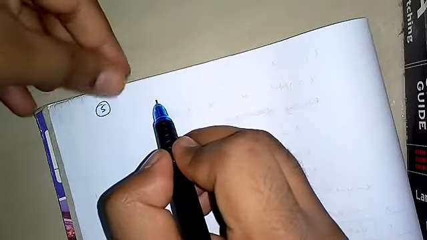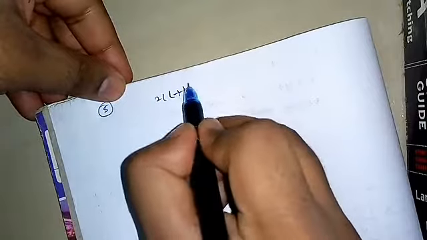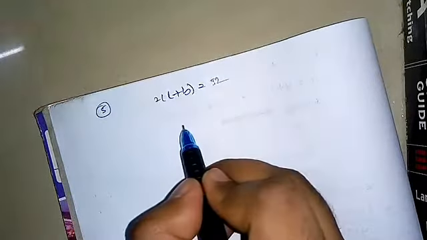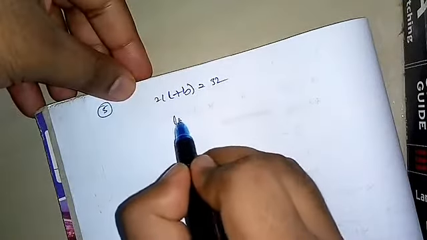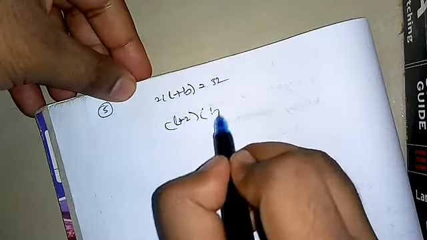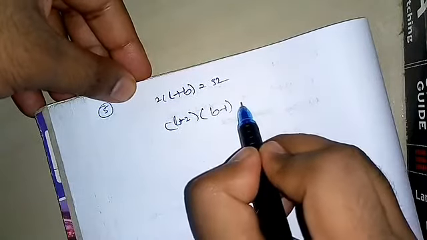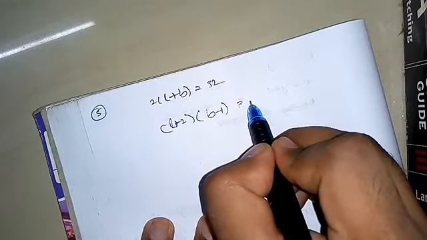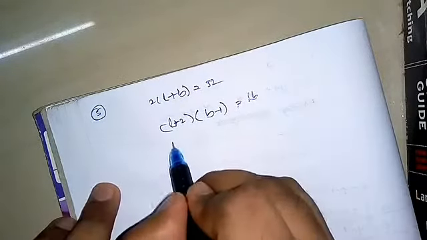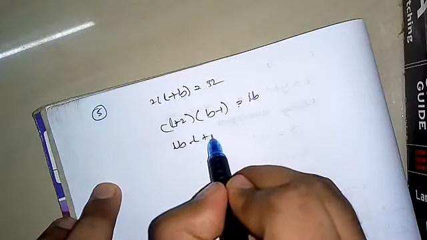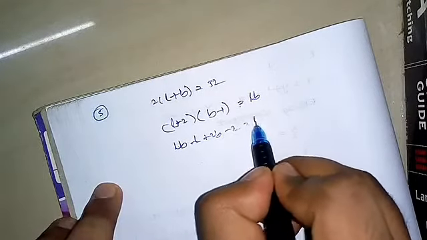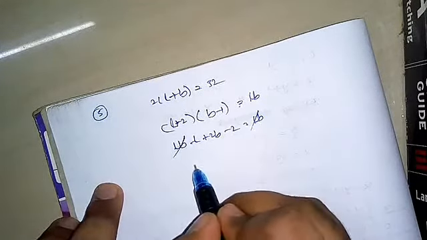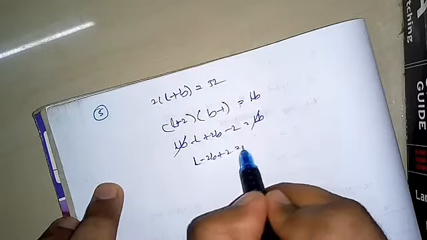Fifth one. Perimeter of the rectangular plot is 32, so 2 into (L plus B) is equal to 32. Length is increased by 2, L plus 2, and breadth is decreased by 1, B minus 1. Area remains the same, equal to LB. So LB minus L plus 2B minus 2 is equal to LB. You can cancel LB and LB. L minus 2B plus 2 is equal to 0.